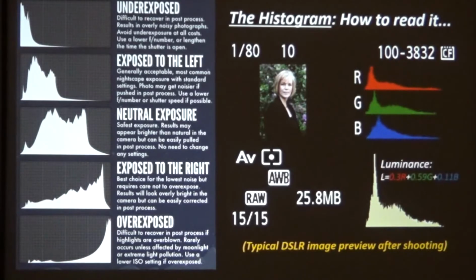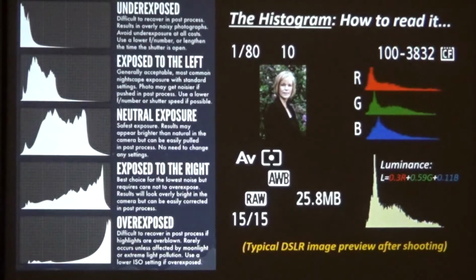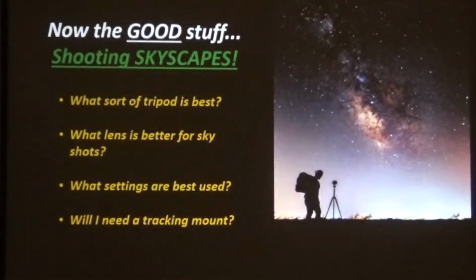Now, there's 4 different types of histograms. Most of these cameras, because they use colored sensors, will have, whoops, I didn't mean to do that yet, sorry.